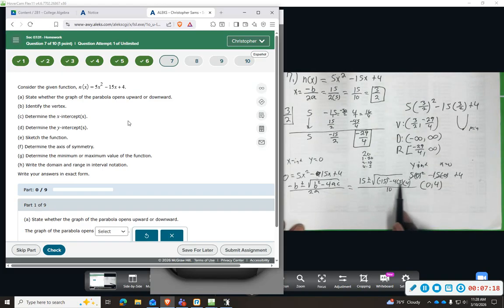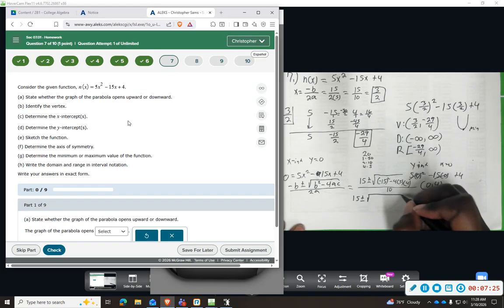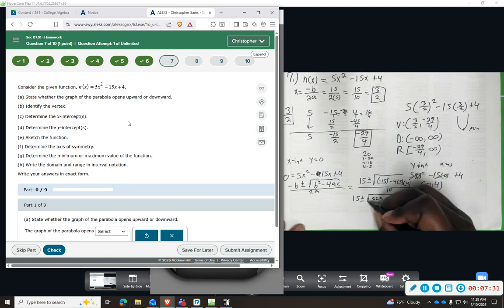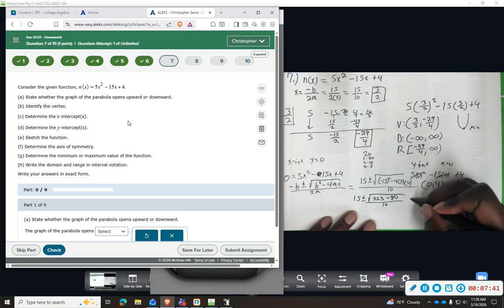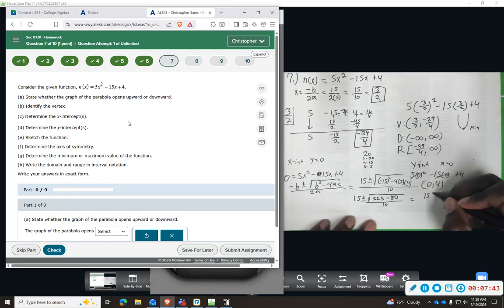So 16 times 5 is 80. I can do most of this. Math is not too bad. So 15 squared is 225. This will be minus 80, all over 10, and then we subtract 80, so that will give us 145. So we're looking at 15 plus or minus the square root of 145, divided by 10.